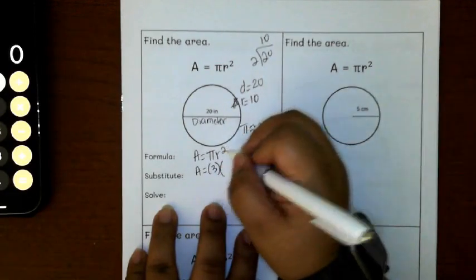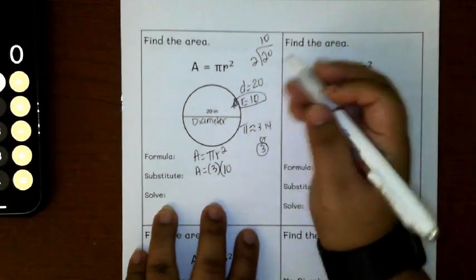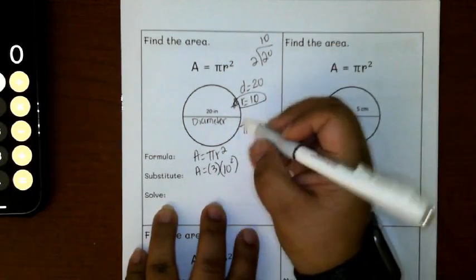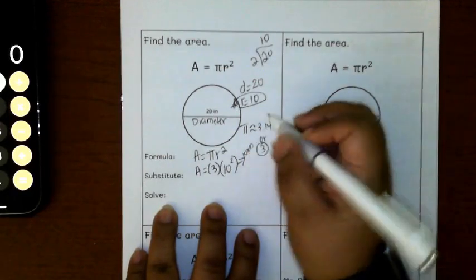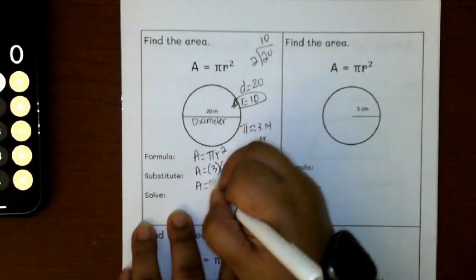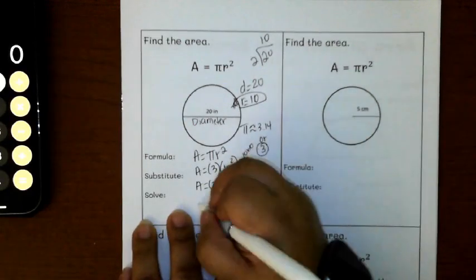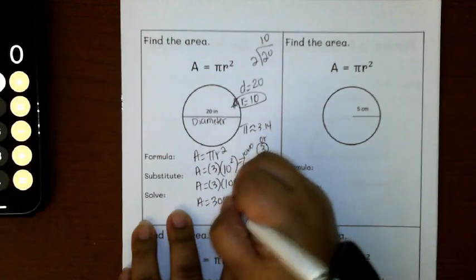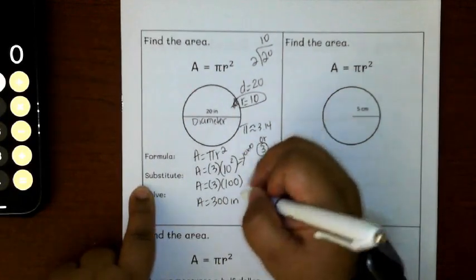We figured out it was 10. So we're going to do r squared. Now 10 squared means 10 times 10, which is going to be 100. So here we have 3 times 100, which is just going to be 300 inches. Now because this is area, we are going to label it 300 inches squared.